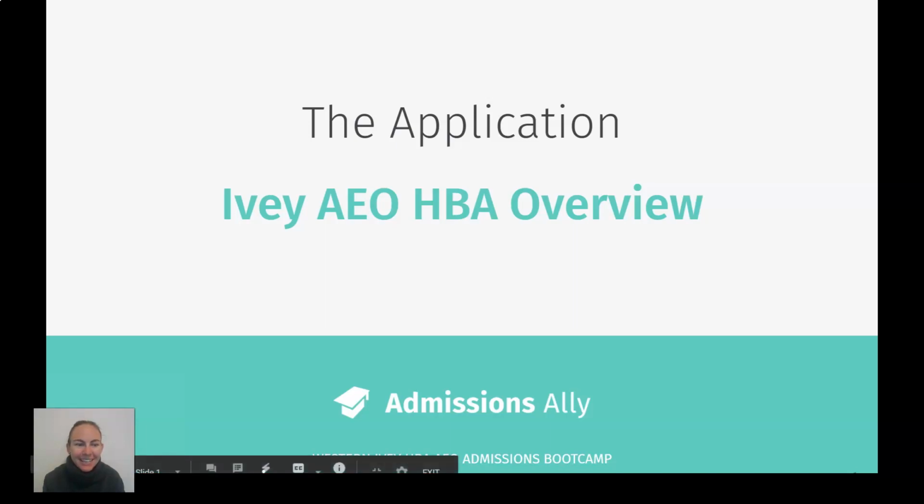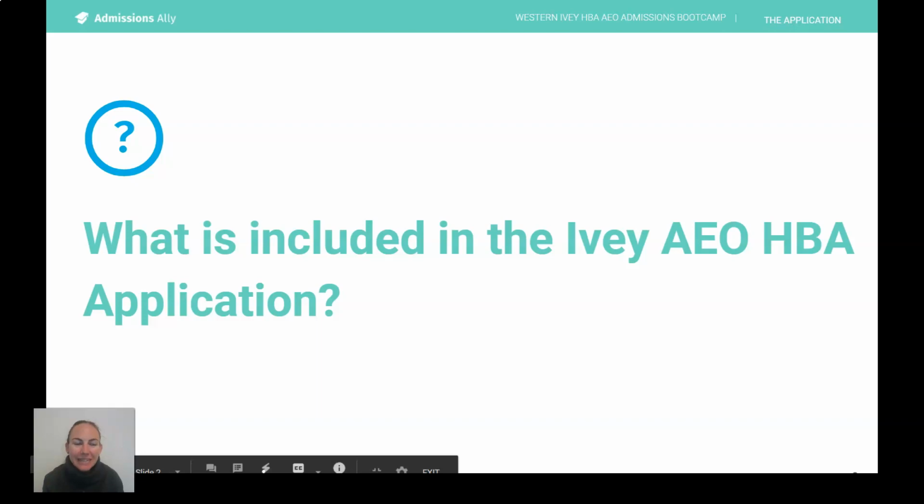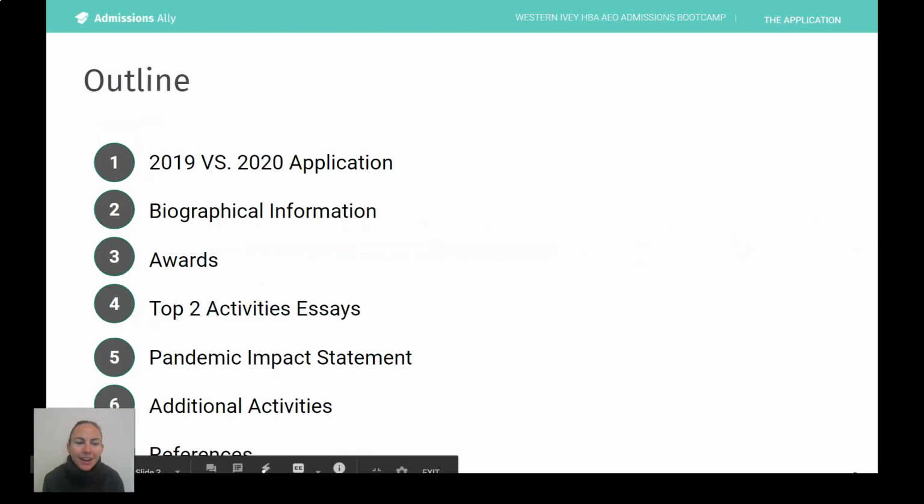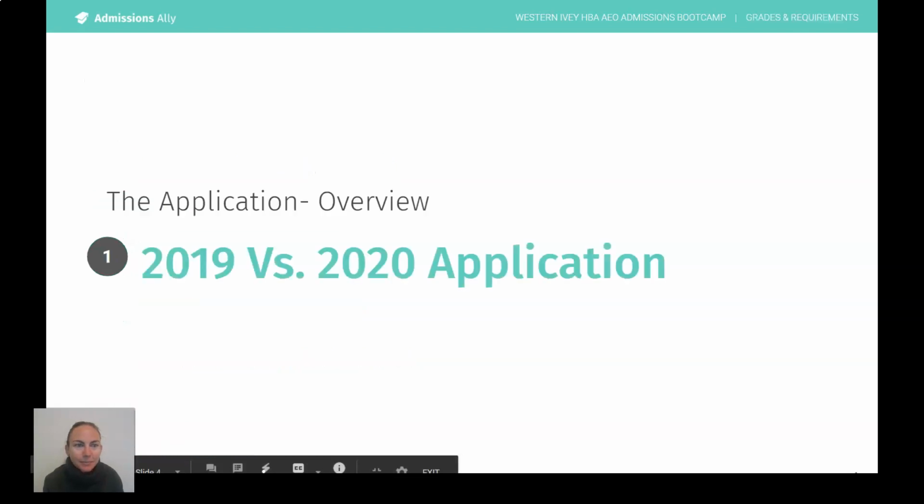In this video, the key question that we are going to answer for you is what's included in the Ivey AEO HBA application for this year. We're going to talk a little bit about the differences between last year's and this year's application, as well as quickly go over the various sections that are available in this year's application. For a more in-depth overview of each individual section, as well as examples and templates for your use, please watch those sections of the bootcamp specifically.